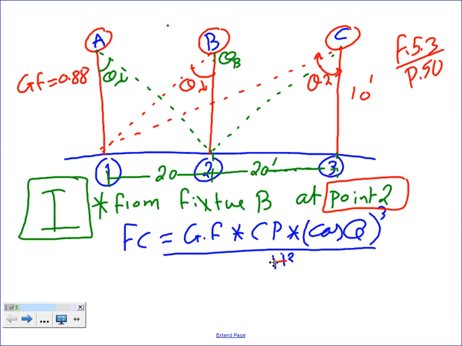So what I did, when I copied it for you, I have number 1, this is at point 1. So from fixture B at point 1, we're looking right here. Then we're going to find from fixture C at point 1 and from fixture A at point 1. So that's point 1. Then point 3 is identical to point 1, right? And then for point 2, you're going to find from B to 2 and from C to 2, and from A to 2 is identical to from B to 1.